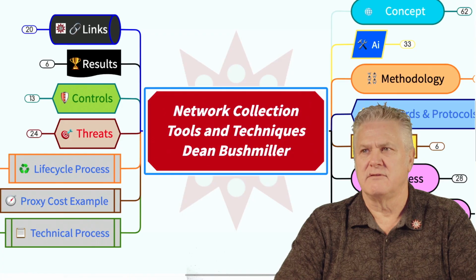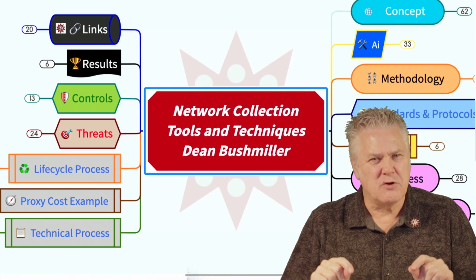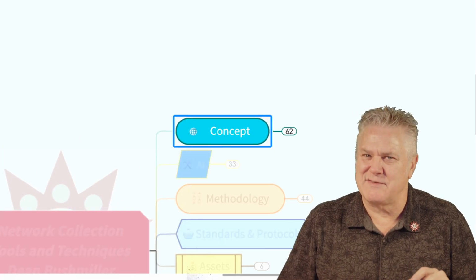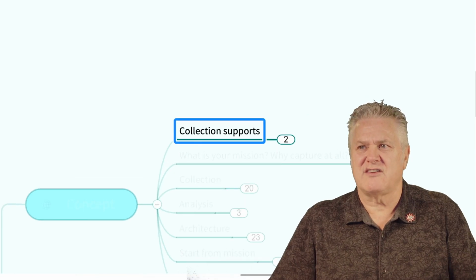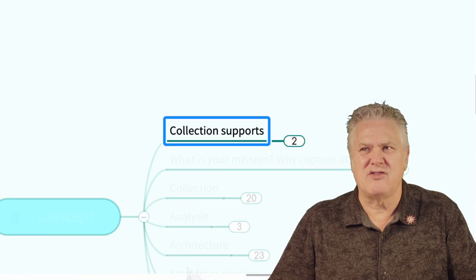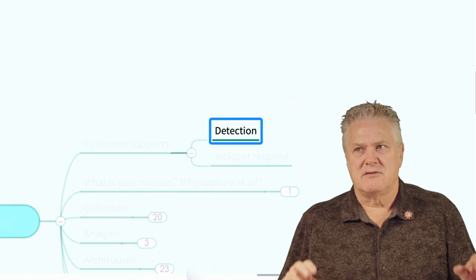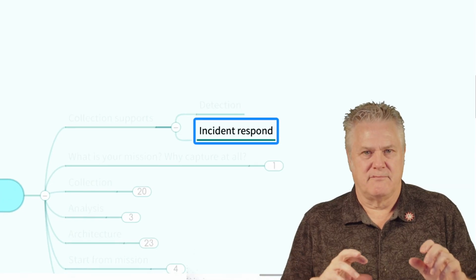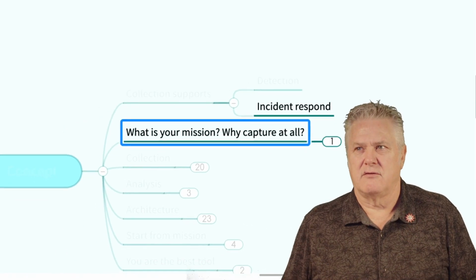Let's get started. When we look at network collection, what are we talking about here? We're probably talking about packet sniffing. That's really what we're getting into. So if we look at this collection, why do we do it? What's the whole point to this? Well, it supports detection efforts and incident response. Those are the two things. And it may also support forensics.